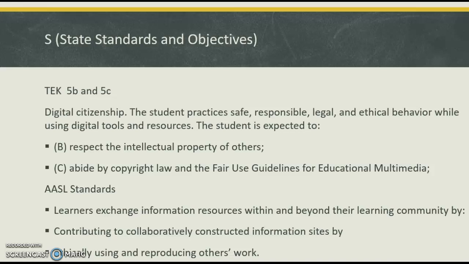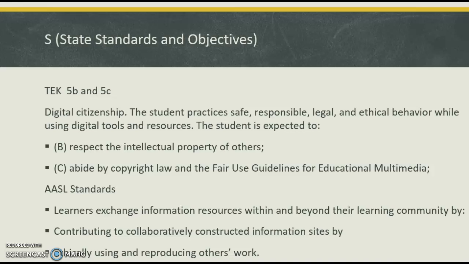The S in the ASSURE model is state standards and objectives. I did the state standards first, the TEKS. I did 5B and 5C. That's what I taught here. It talks about digital citizenship to start with, but then it goes on to talk about practicing safe, responsible, legal, and ethical behavior while using digital tools and resources.